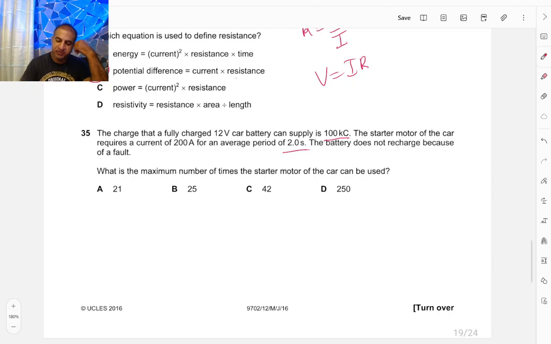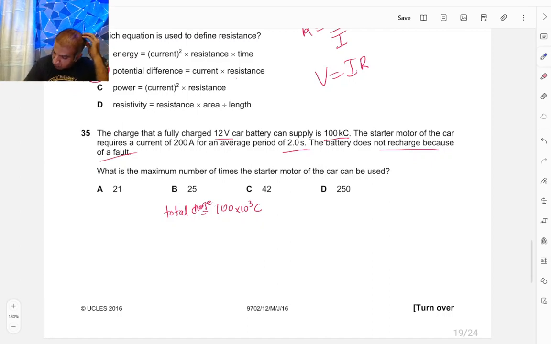Okay, guys. So let's just work this question out. The charge that a fully charged 12-volt car battery can supply is actually 100 kilocoulombs. The starter motor of the car requires a current of 200 ampere for an average period of 2 seconds. The battery does not recharge because of a fault. What is the maximum number of times the starter motor of the car can be used? So that means we have only 100 times 10 to the power 3 coulombs of charge available. This is the total charge, right? So this is the total charge that is available to us.